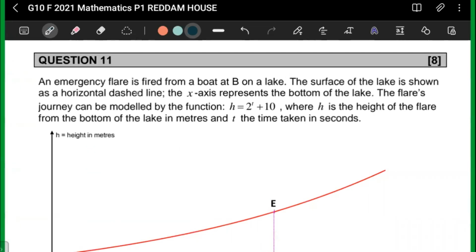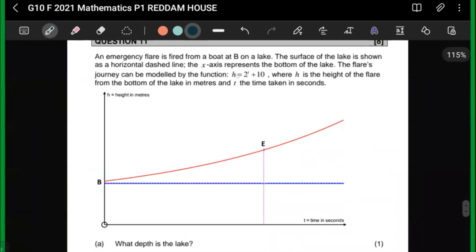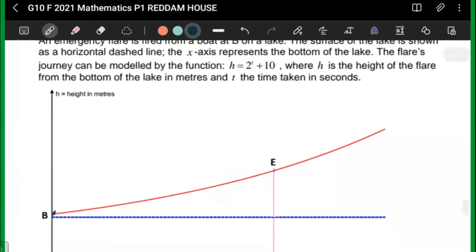An emergency flare is fired from a boat at B. Okay, so there's B here. An emergency flare is fired from a boat at B on a lake. And then it says the surface of the lake is shown as a horizontal dashed line. This is the lake, the surface. The flare comes from here, it goes up, going wherever. And then it says here, the flare's journey can be modeled by this equation.